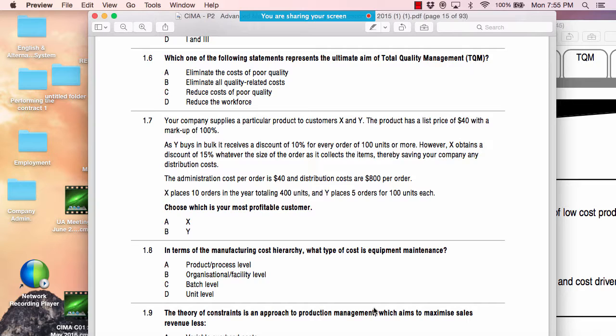Right. So, which of the following statements represent the ultimate aim of TQM? Eliminate all quality related costs. That's wrong, isn't it? Because you've got good quality as well as negative. Yeah. So, what we're talking about is A, because eliminate cost of poor quality. Okay, yeah. So that's A, yeah? Yeah, that makes sense now.